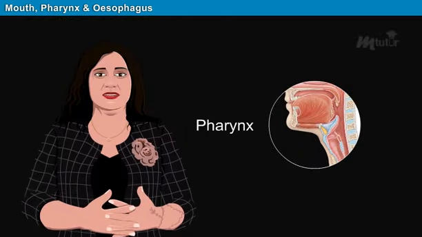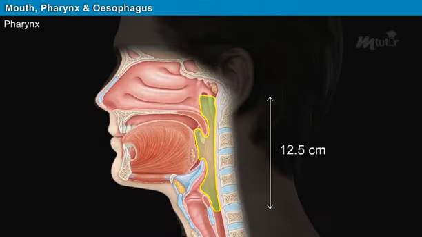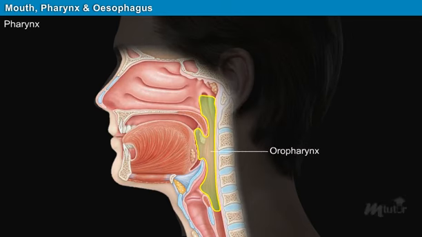The next important part of the gastrointestinal tract is the pharynx. It is about 12.5 centimeters in length. It is the common portion inside the throat for the passage of air and food. It is divided into three regions, namely the oropharynx, nasopharynx, and laryngopharynx.